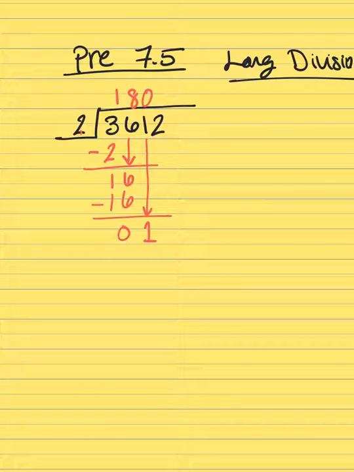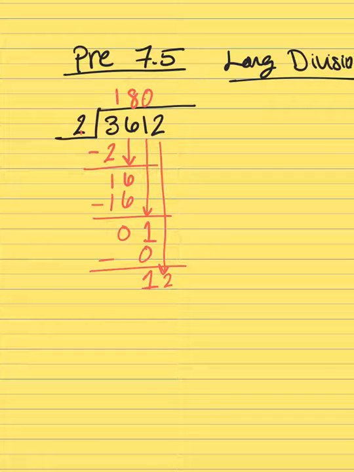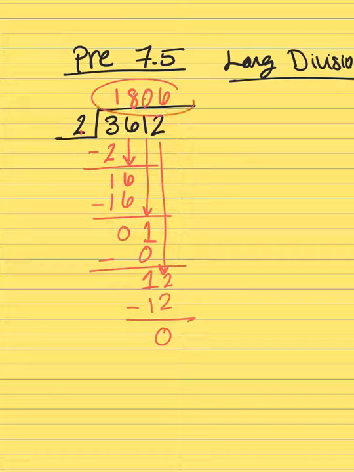And then all you have to do is 0 times 2 is 0. Subtract, 1 minus 0 is 1, and then you'd bring down this 2. And then 2 goes into 12 6 times. 6 times 2 is 12. You would subtract, you get 0. There's no remainder, so the answer is 1,806. Got it? Let's do one more like this.